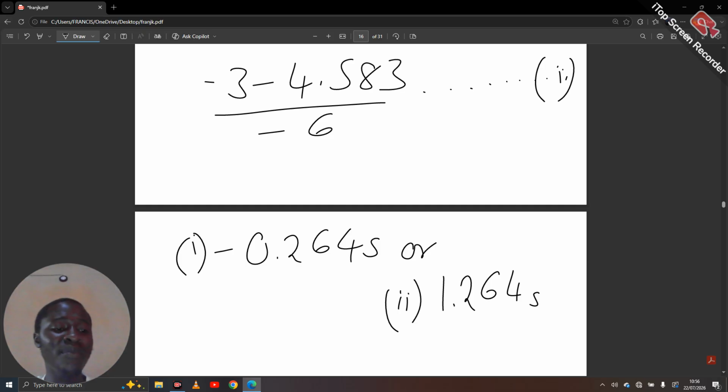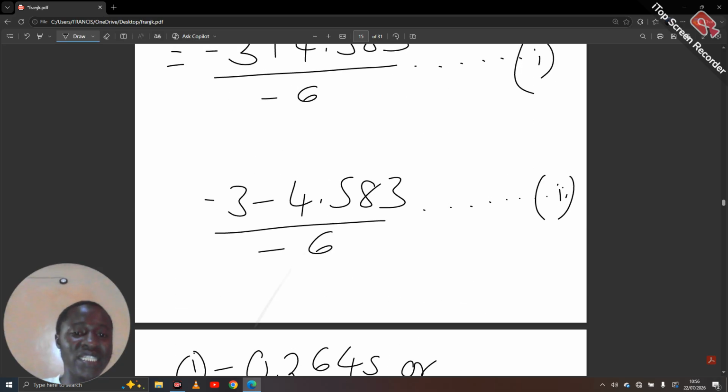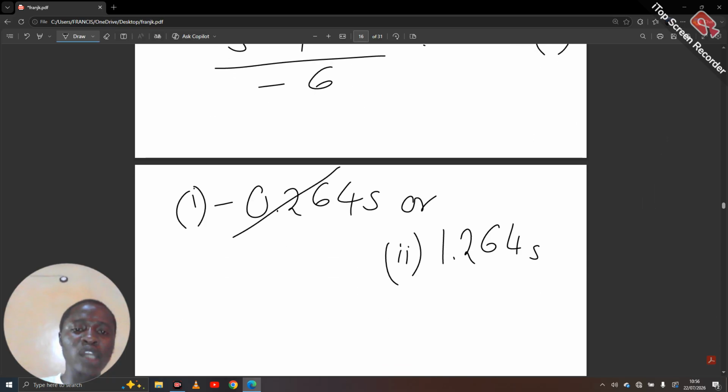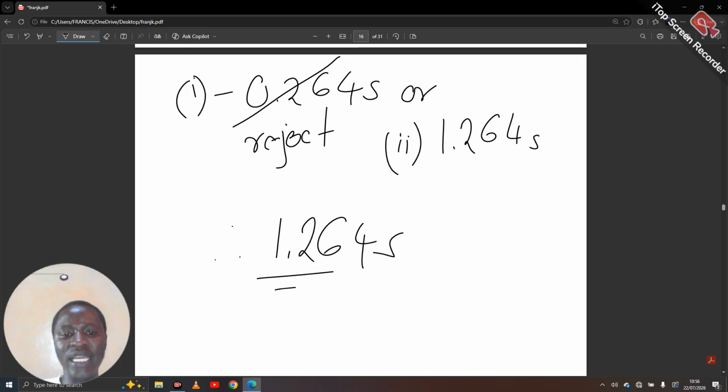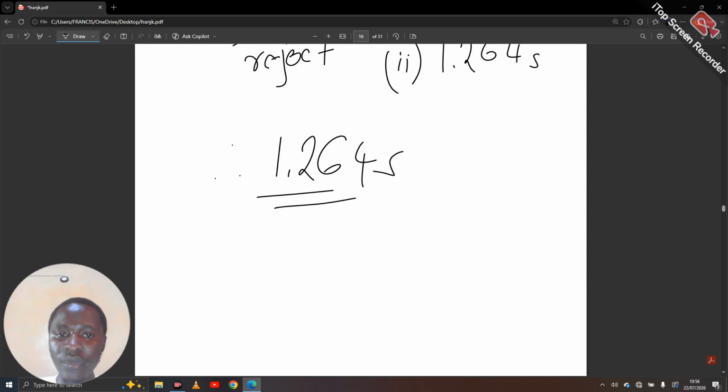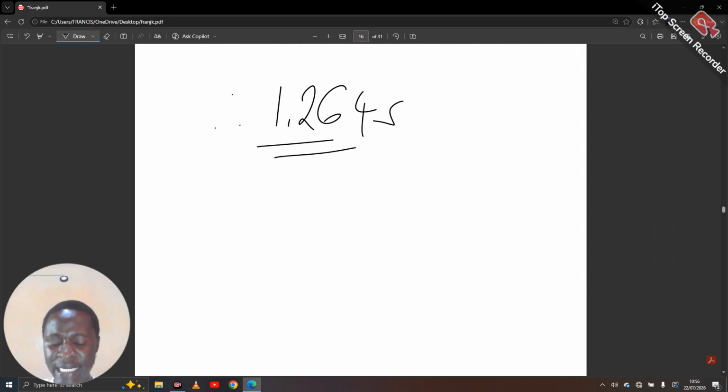Now, it is upon you to reason. Can time be negative? Can time move backwards? No, time cannot move backwards. So you reject or ignore the negative time. So our answer will be 1.264 seconds. Time cannot be negative.